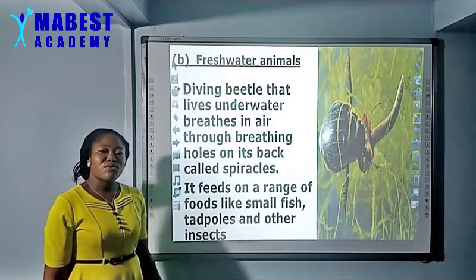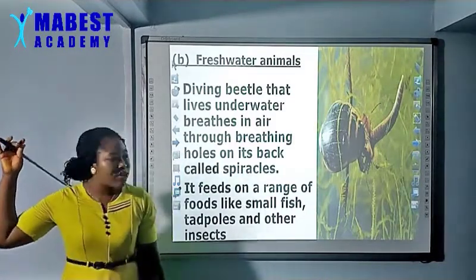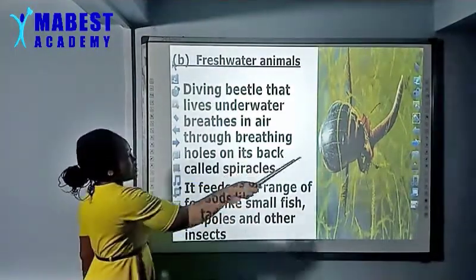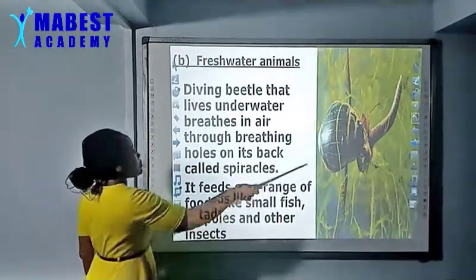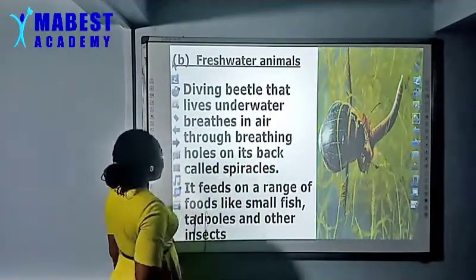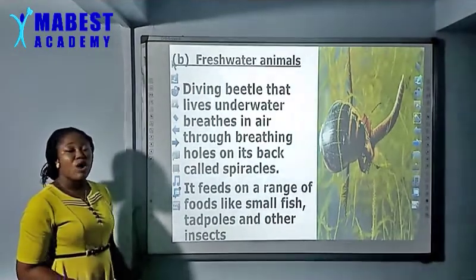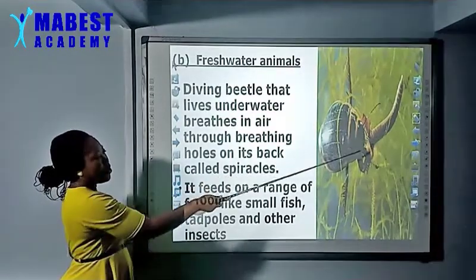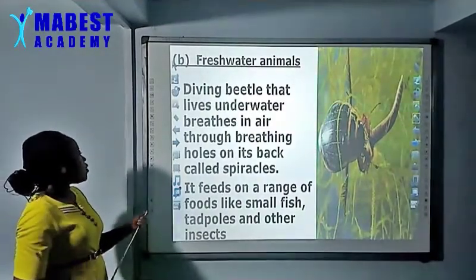But for diving beetles, their spiracles are located on their back, and they are covered by their wings. That means they will open up the wings and have the ability to breathe in through the spiracle that is found under the wing. It feeds on a range of food like small fish. We can see an example here of how it is feeding on an earthworm right inside the water.